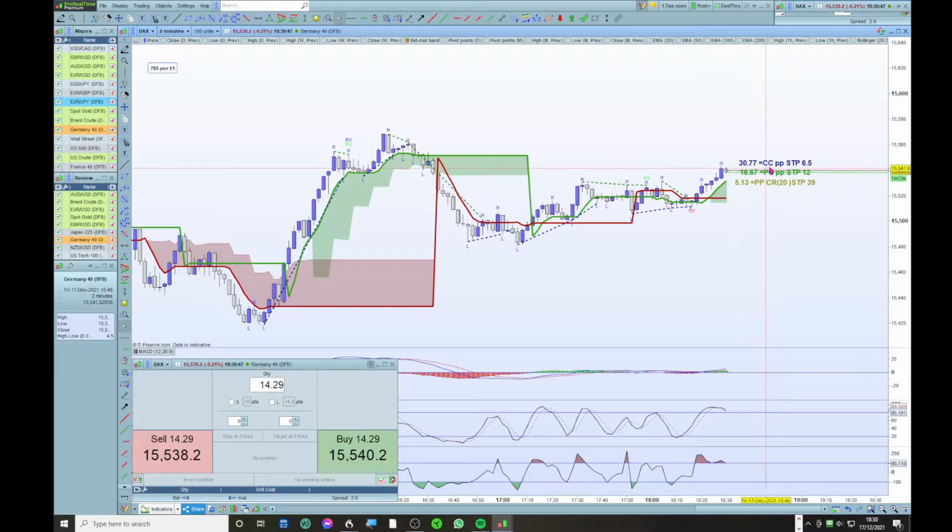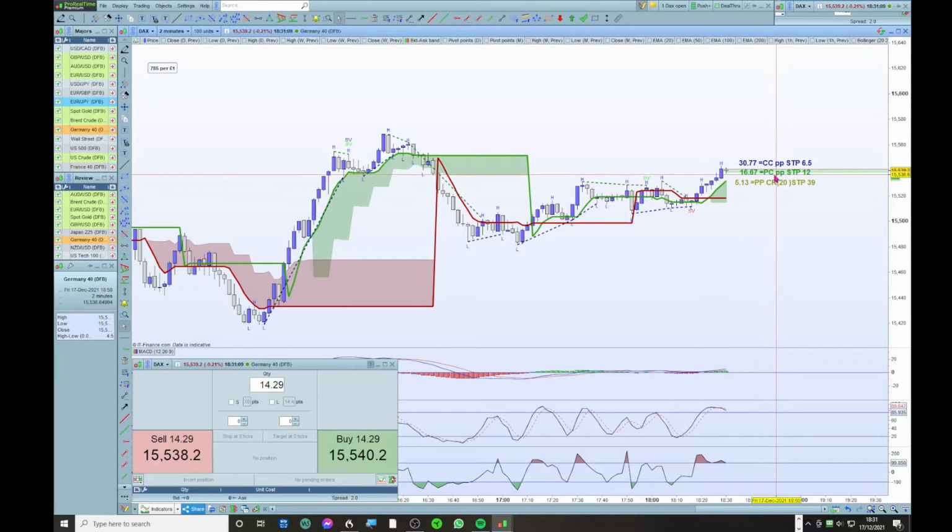So you have CC for current candle. This gives you the current candle, how much you would have to trade. Now that's dynamic, so you wouldn't normally refer to that, but you might do. That's per pip, PP, and the stop is 6.5 currently. That's with your clearance and your spread.